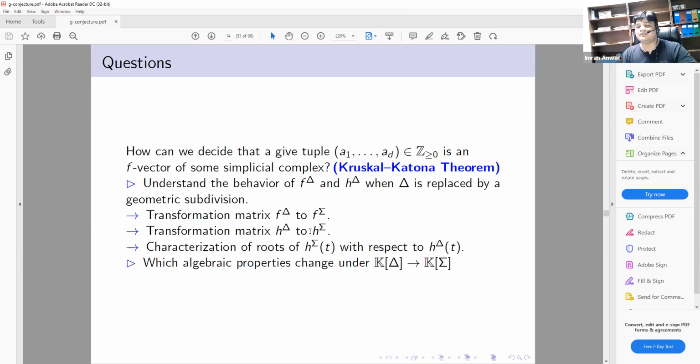And then when one talks about the algebra, the algebra associated to a simplicial complex, which is not the topic of this talk, is the Stanley-Reisner ring, which we associate to a simplicial complex.